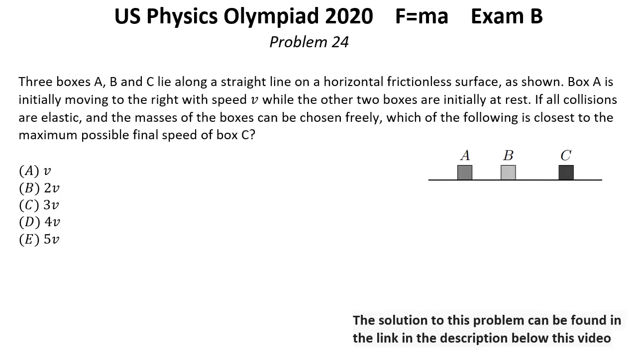Problem number 24. Three boxes A, B, and C lie along a straight line on a horizontal frictionless surface, as shown. Box A is initially moving to the right with a speed v, while the other two boxes are initially at rest. If all collisions are elastic and the masses of the boxes can be chosen freely, which of the following is closest to the maximum possible final speed of box C?